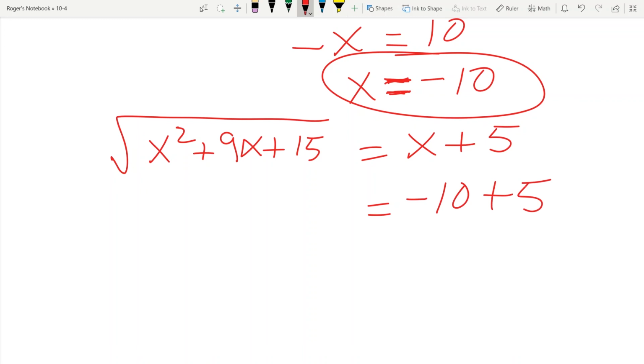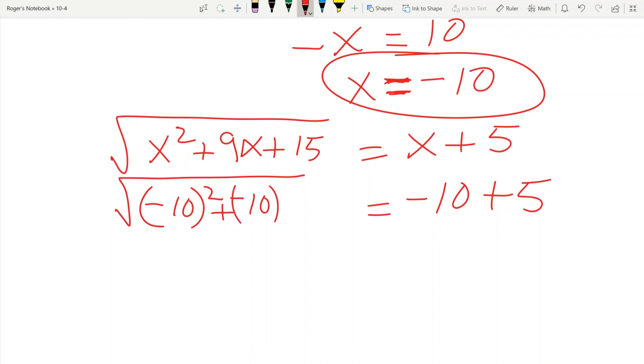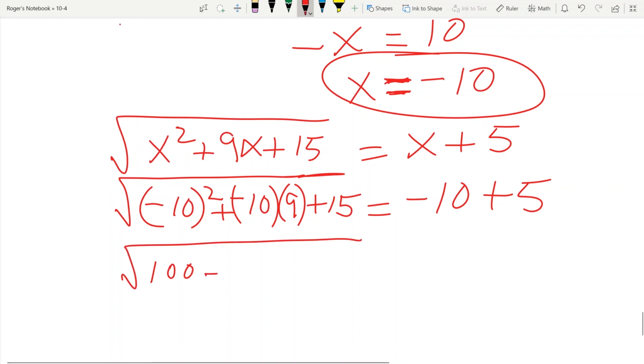Okay. On the left side, what do we have? It would be the square root of x squared, that's negative 10 squared, plus negative 10 times 9 plus 15. So this thing simplifies down a little bit. What's negative 10 squared? It's 100. Minus 90 plus 15 is equal to, on the right, minus 5.